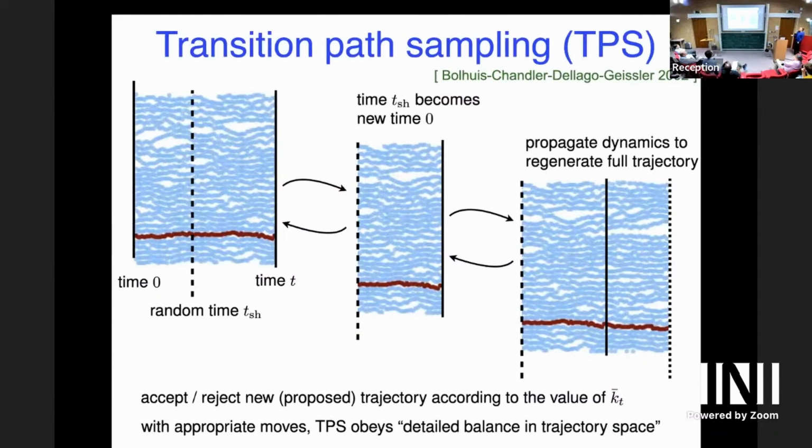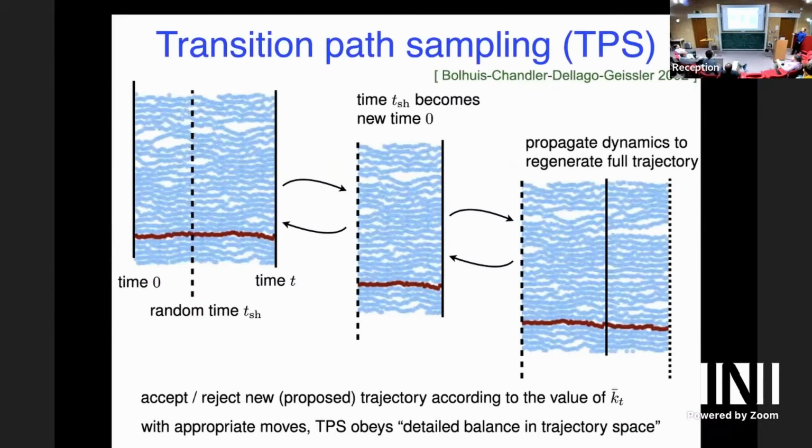And with this move, this transition path sampling obeys what's called detailed balance in trajectory space. And the way you should think about that is, if I just take the regular dynamics, then the property of starting with this one and generating this one is related in a simple way to the property of starting with this one and generating this one. But if you're following carefully, you'll realize that this thing itself is not quite a reversible procedure. The way you make it reversible is you pick this time at random.